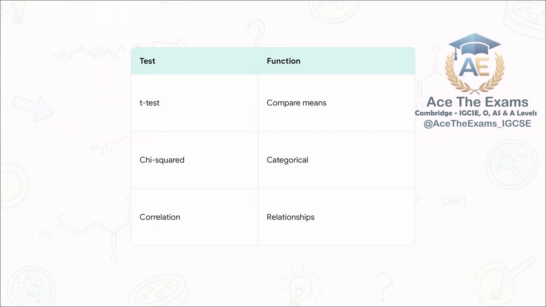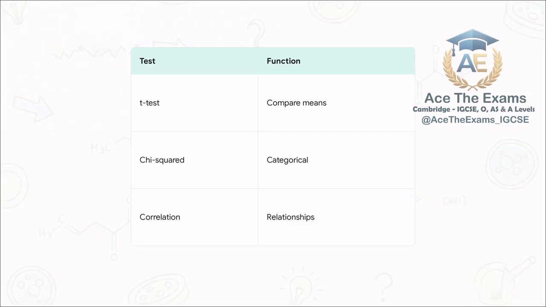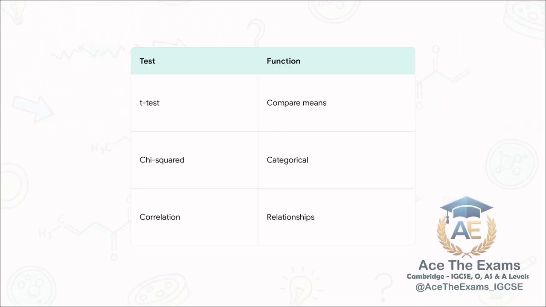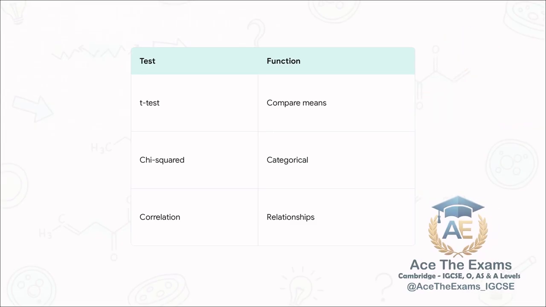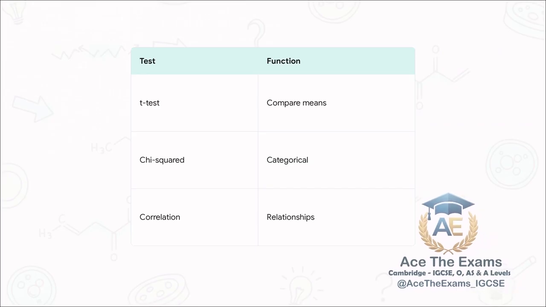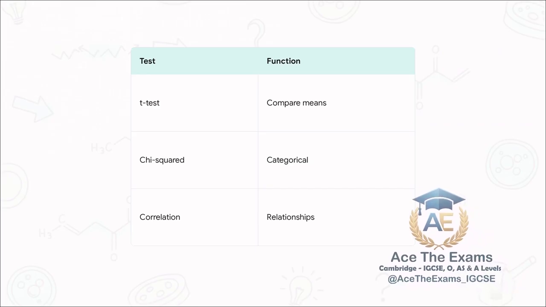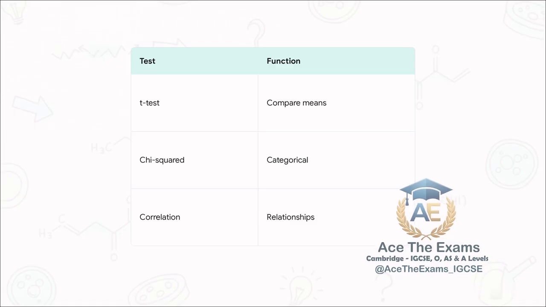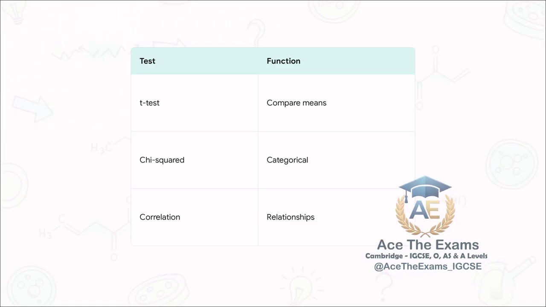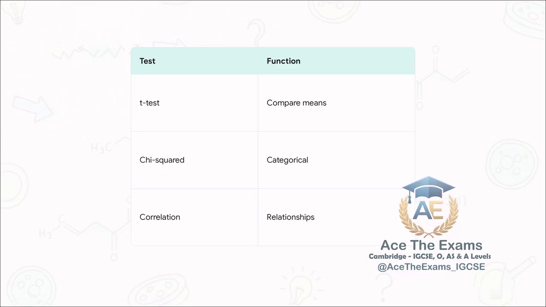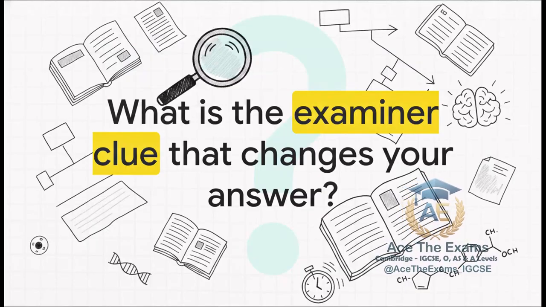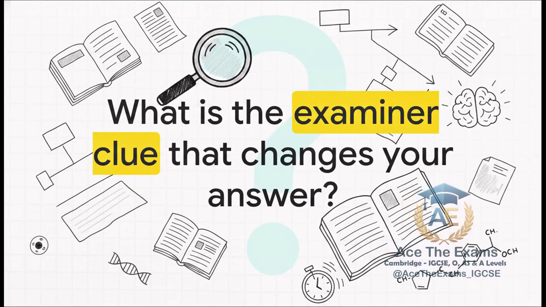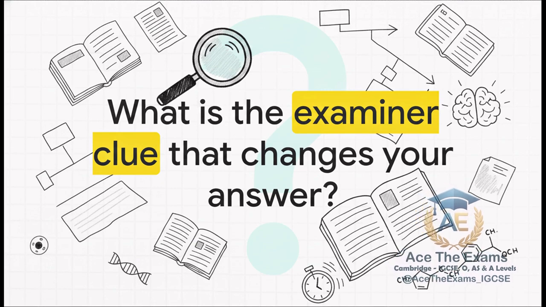Look, if the exam asks you to compare the means of two distinct groups of fatty acids, you use a t-test. Dealing with categorical data, like the simple presence or absence of a trait, that's chi-squared. And if you're trying to figure out how one variable affects another, you apply a correlation test. Take a breath and lock those three distinct tests into your brain right now. In just a second, I'm going to reveal the exact examiner clue that flips a 0-mark answer into a top band score.